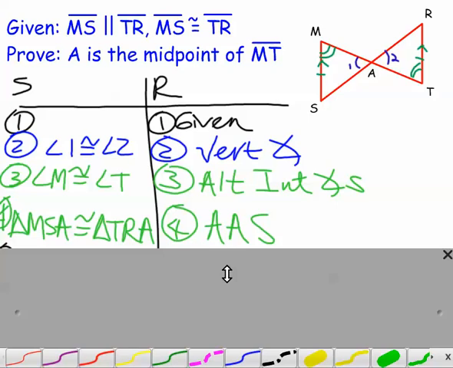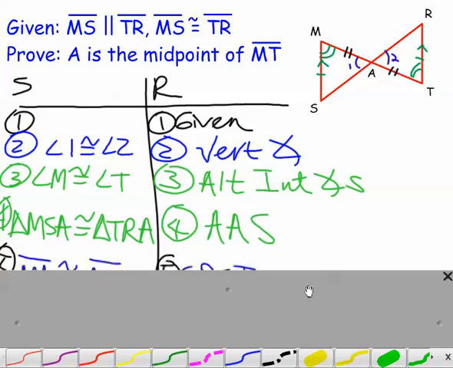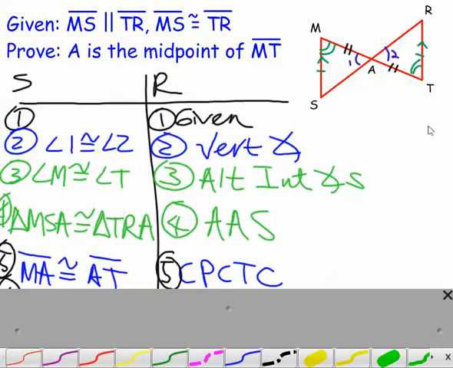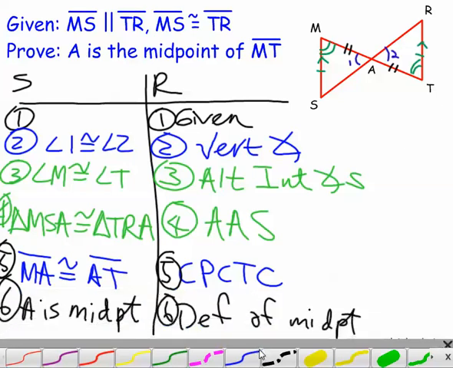And then I know at that point that segment MA has to be congruent to segment TA by corresponding parts. And because those segments are congruent, I can use the definition of a midpoint to say that A is the midpoint of segment MT.